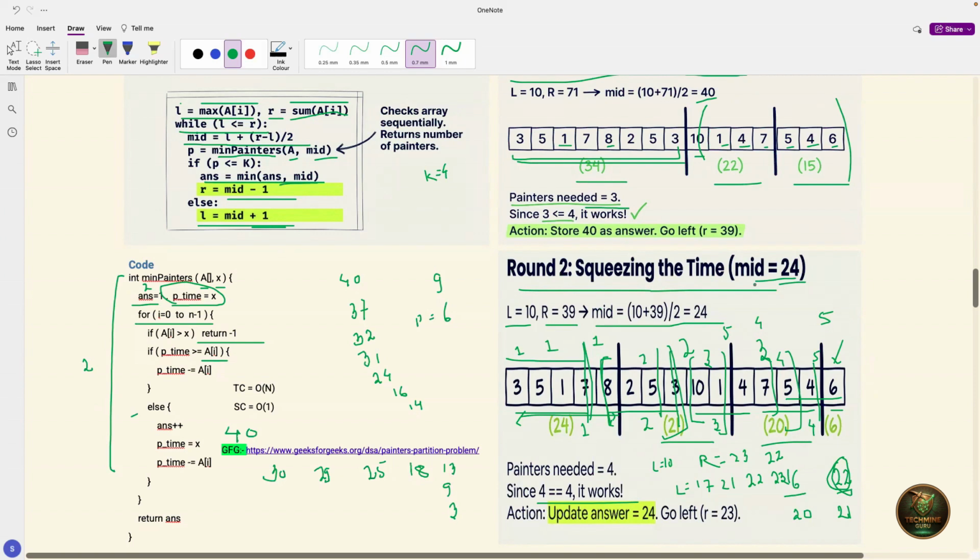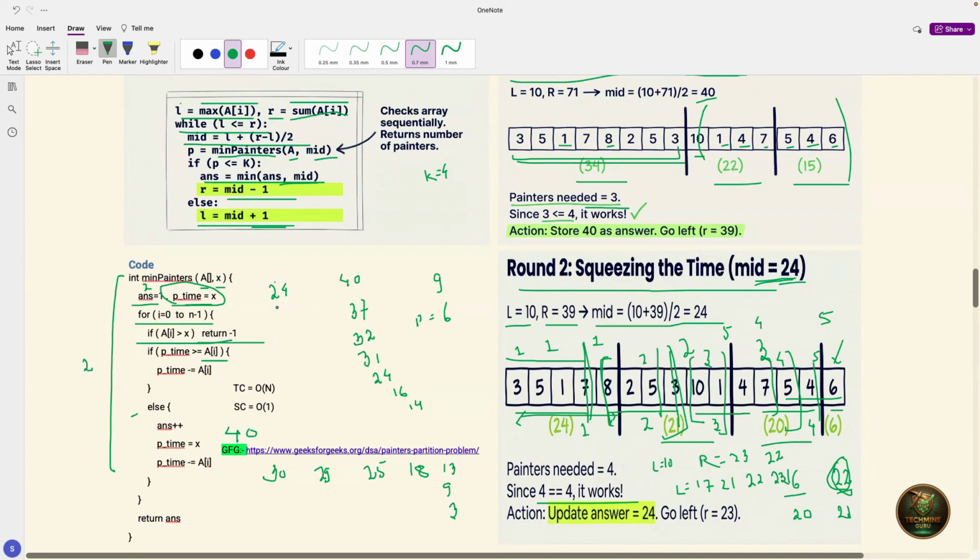So suppose when we are squeezing the time, our new timing becomes 24. So now this p time will hold 24 in it. Now again, we will check whether any element is greater than the time given or not. We will return -1 directly from there. So this is like handling an edge case, and we will see if 24 is greater than 3 or not.